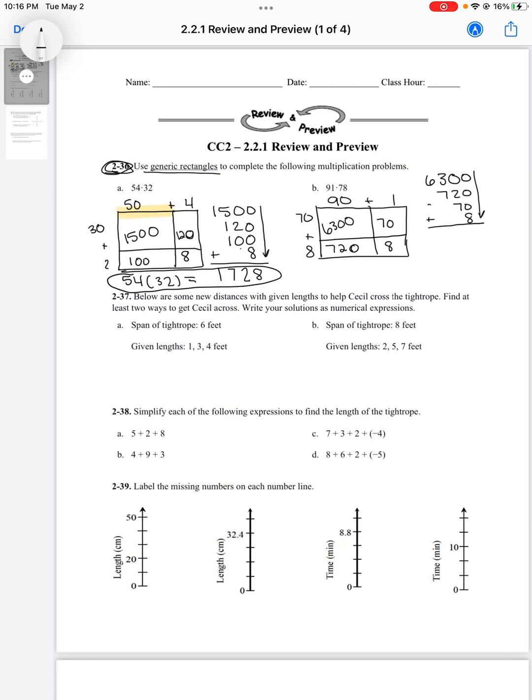Start here. 0 plus 8 is 8. 7 plus 2 is 9. 7 plus 3 is 10. 6 plus 1 is 7. So 91 times 78 is 7,098.